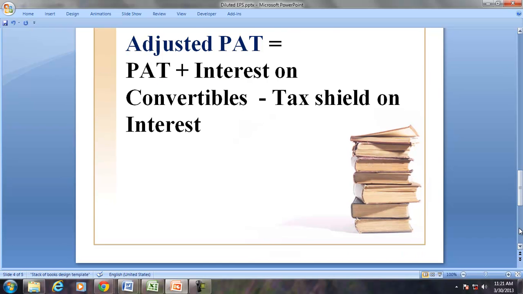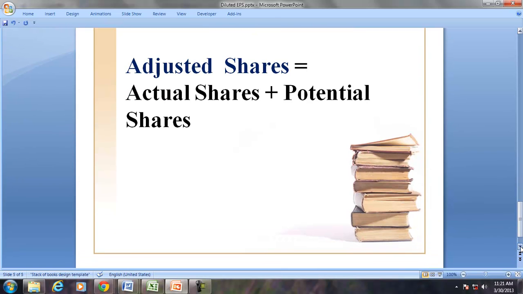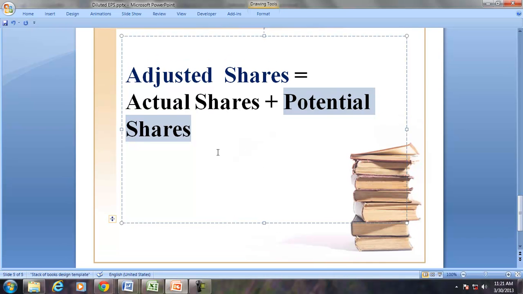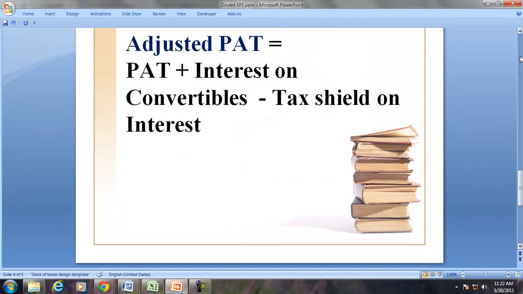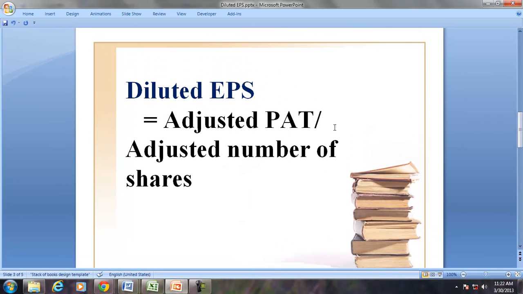Whereas the adjusted number of shares is the actual number of shares plus potential shares. These potential shares come into the picture wherever there are convertible bonds or any convertible instrument sitting on the balance sheet. So diluted EPS arises whenever there are convertible bonds, convertible debentures or options on the balance sheet.